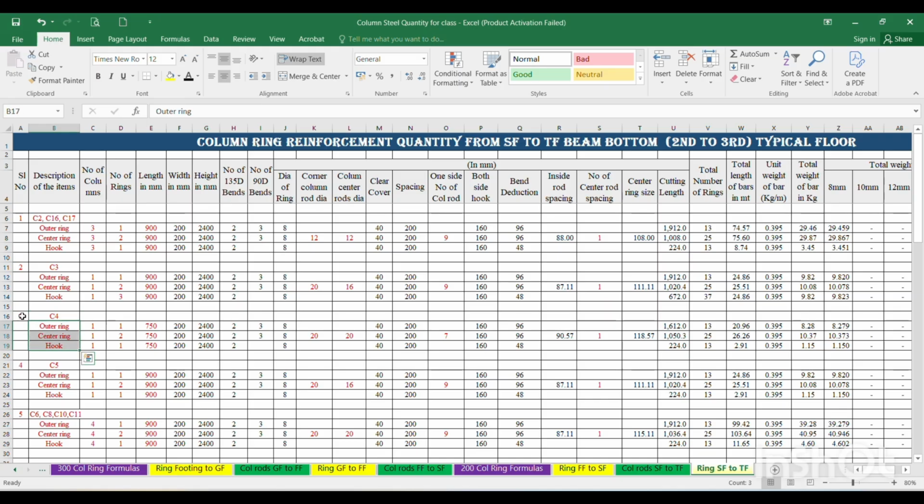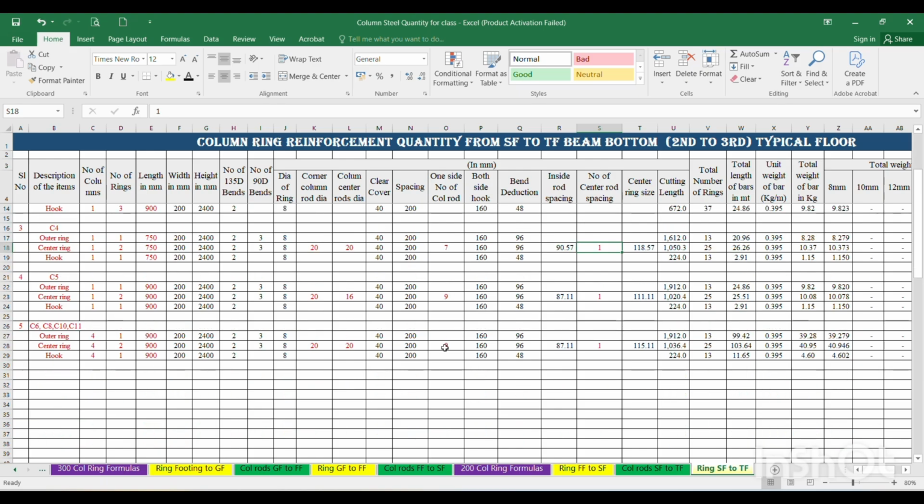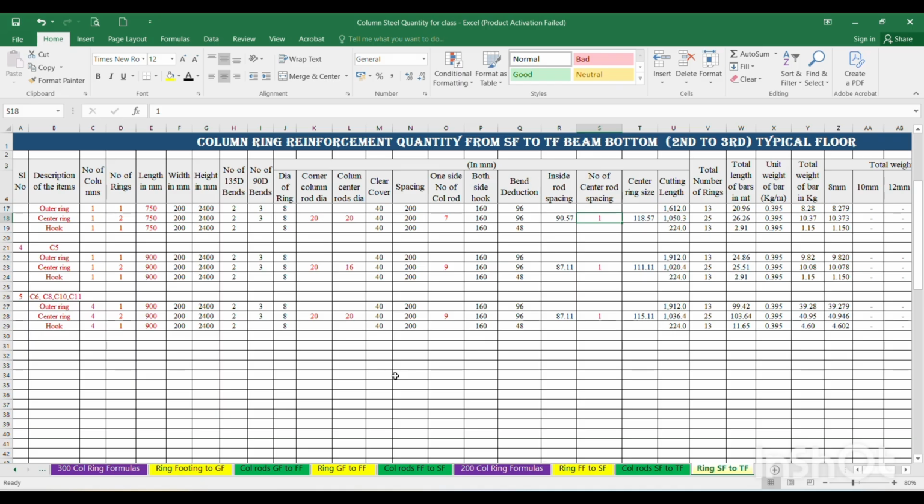These three are also typical: only the serial number, column numbers, number of columns, number of rings, column length, the corner column rod dia and center column rod dia, the number of columns on one side, and in between the center rod spacing. If you enter only this much, then you will get all the column rods respectively. So this is the advantage of Excel for calculating the column BBS.